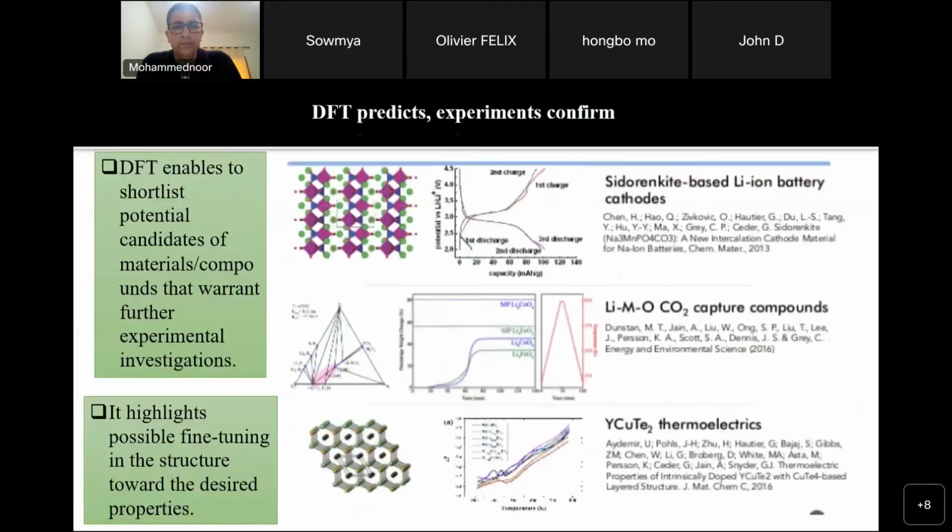Okay. So we can also use DFT to predict. So DFT predicts, and basically the experiments confirm. And one of the most important applications of DFT is to obtain properties at very high temperature and very high pressure. So those experiments cannot be done in the lab. That's why we have to use DFT for it.